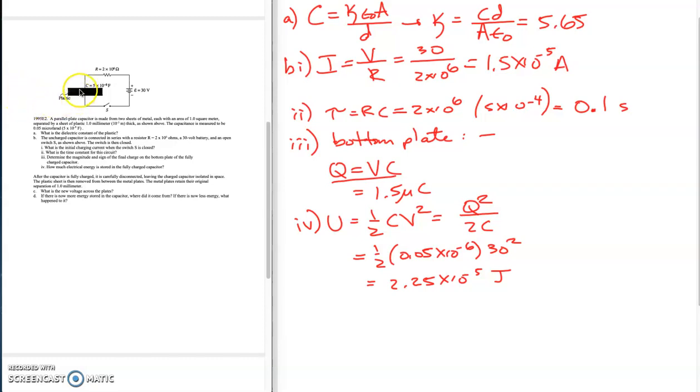We're not going to move the separation. We're not going to remove or add any charge. And then they ask us two questions about this. What is the new voltage across the plates?